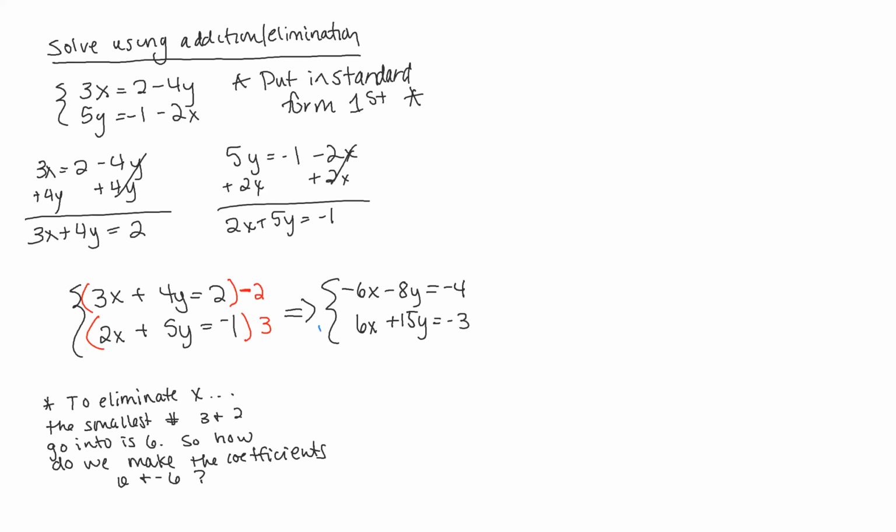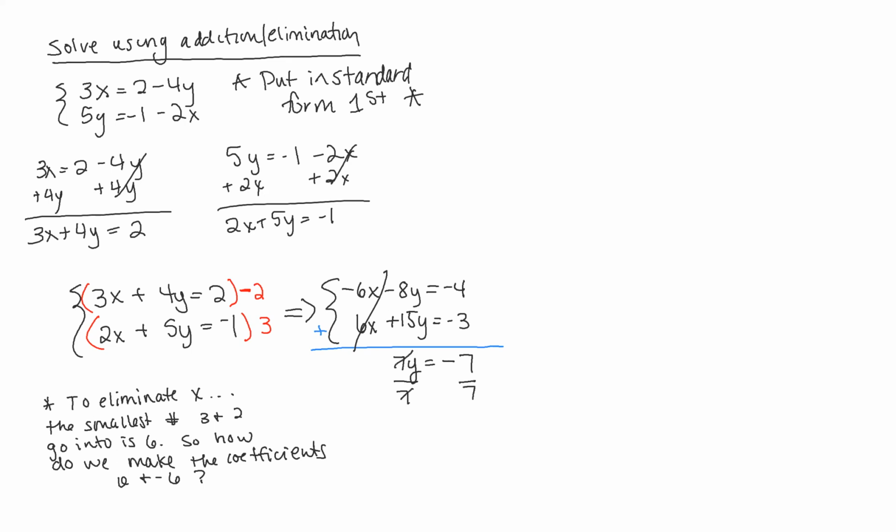So now if I add these two equations, the 6x's cancel. Negative 6x plus 6x is 0. And then I get negative 8y plus 15y. That just gives me plain old 7y. And then negative 4 plus negative 3 is negative 7. Divide both sides of the equation by 7.